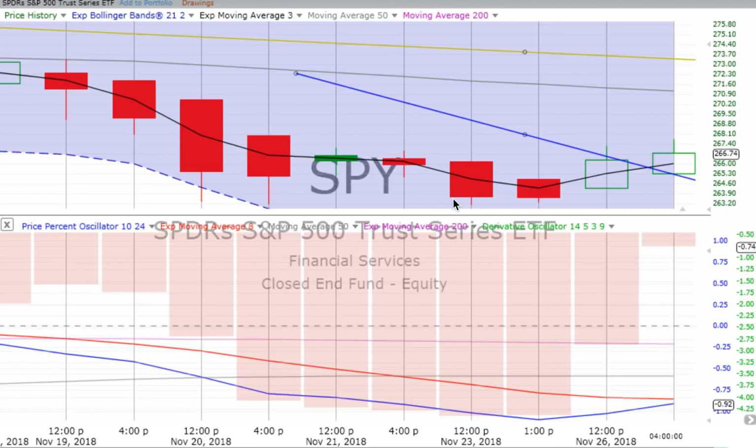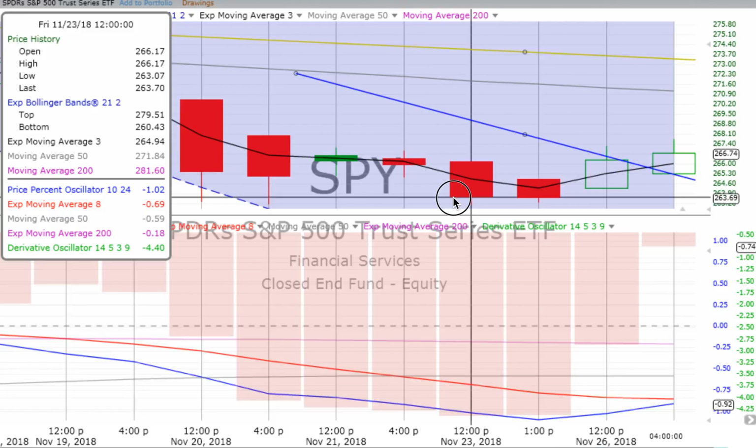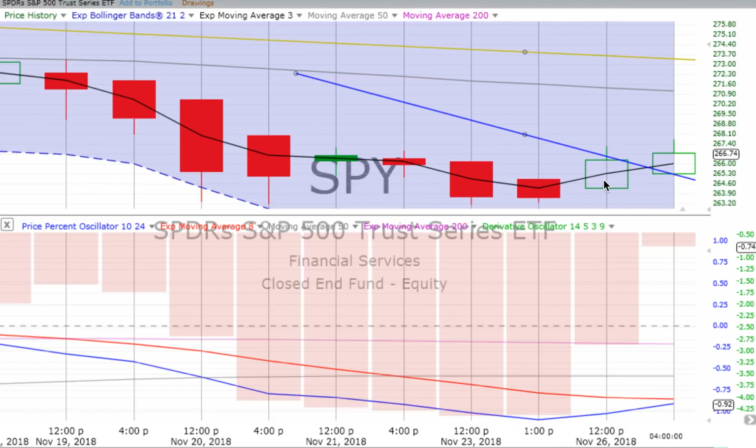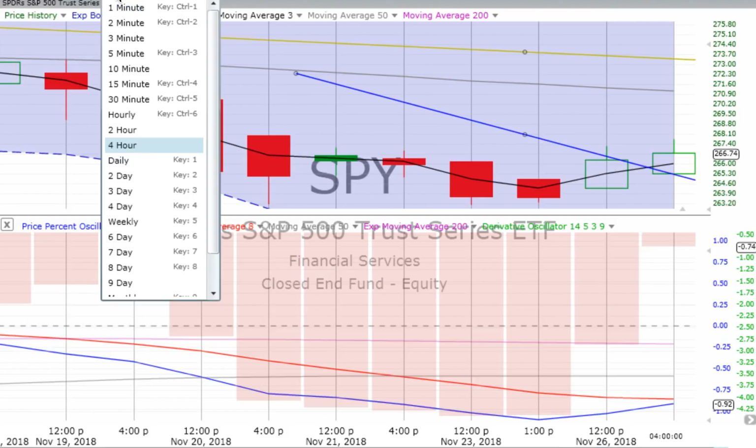And we see where the market bottomed out there on Friday and then moved up in the morning on Monday and again Monday afternoon. Derivative oscillator lost lots of downward momentum both in the morning and the afternoon, and the price percent oscillator is heading up. Hasn't crossed over yet, but is heading up, has pushed through the 2-day trend line.